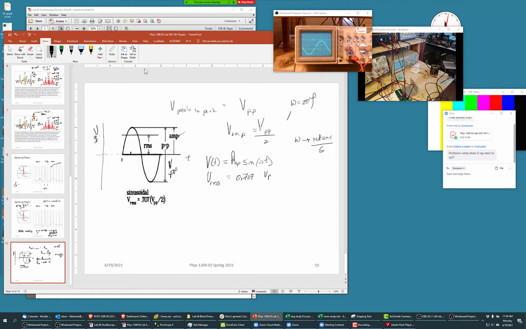Okay, so one cycle is one wave, or one wavelength, if you will, right? Start to finish. Does that make sense? So a frequency is the number of cycles per second. How many times does it repeat? Or the number of waves per second.